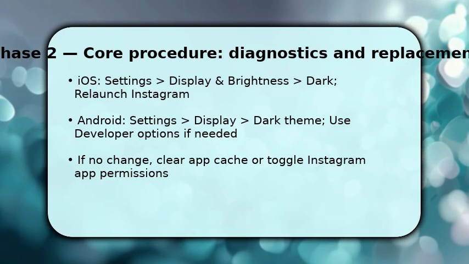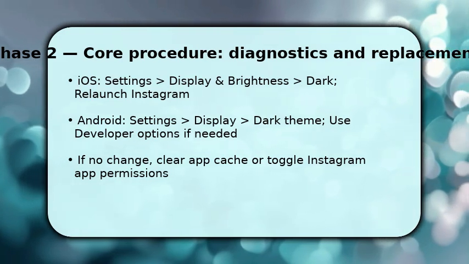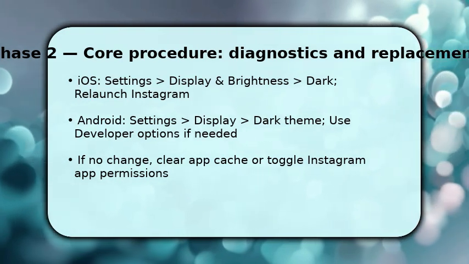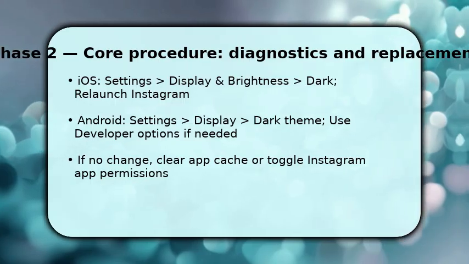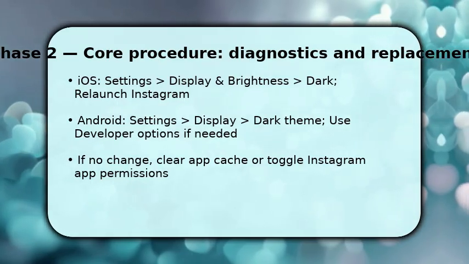Now force Instagram to accept dark mode. On iOS, confirm display and brightness is dark and relaunch the app. Instagram will usually follow system appearance.